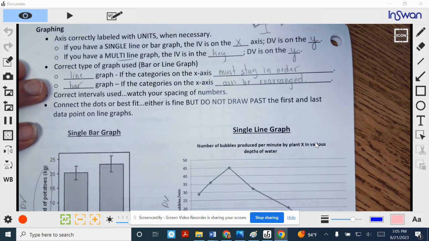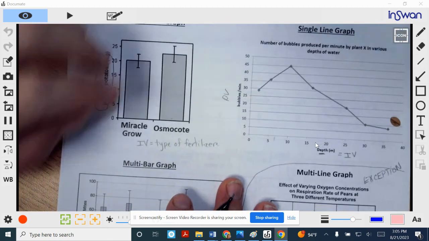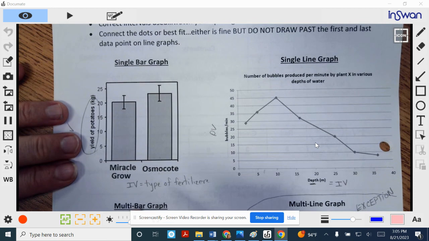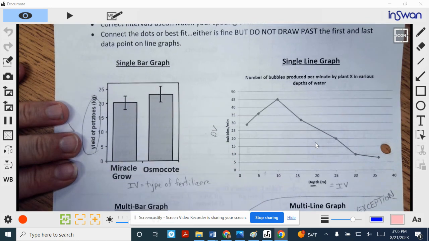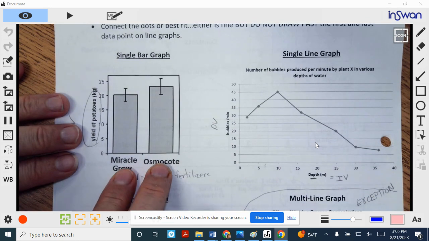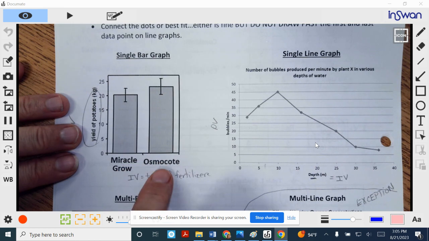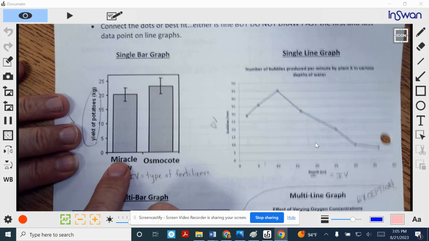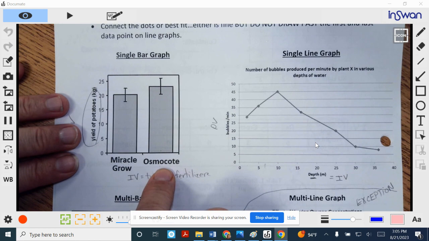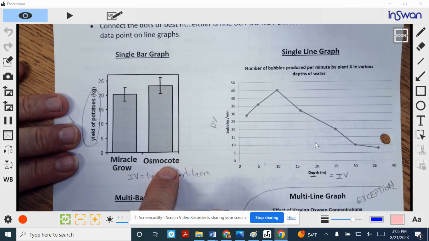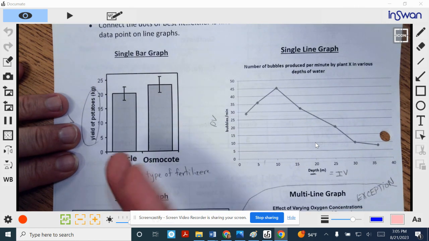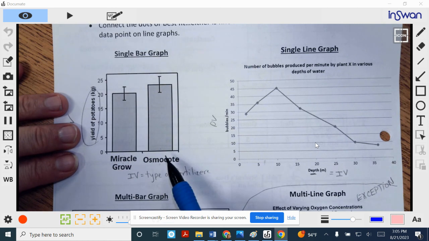Okay, so here's what I mean by that. This is a bar graph and not a line graph connecting these two, because it doesn't matter the order that I list the fertilizer. I could have put the Osmocote label and its bar on this side and the Miracle-Gro over here. I still could draw a conclusion. Since I can put these categories in any order and it would still make sense to someone interpreting my data, I did this as a bar graph.